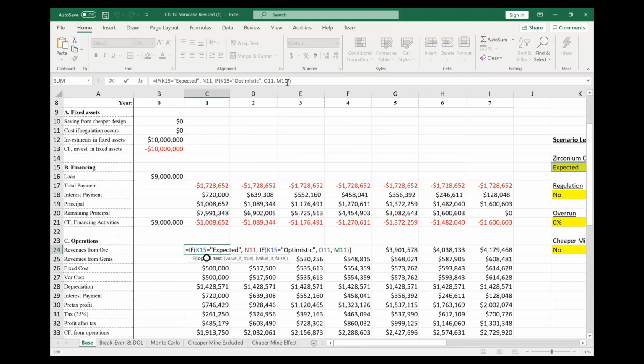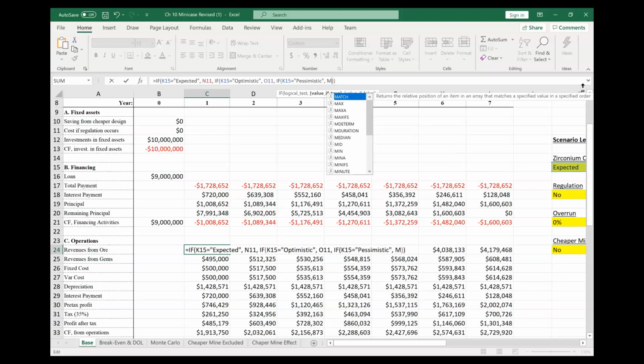If you want to use 3 different if statements, what you have to do is add another if: if K15 is equal to pessimistic, then use M11. Okay. Then you will need 1 more parenthesis because now we added 1 more statement.